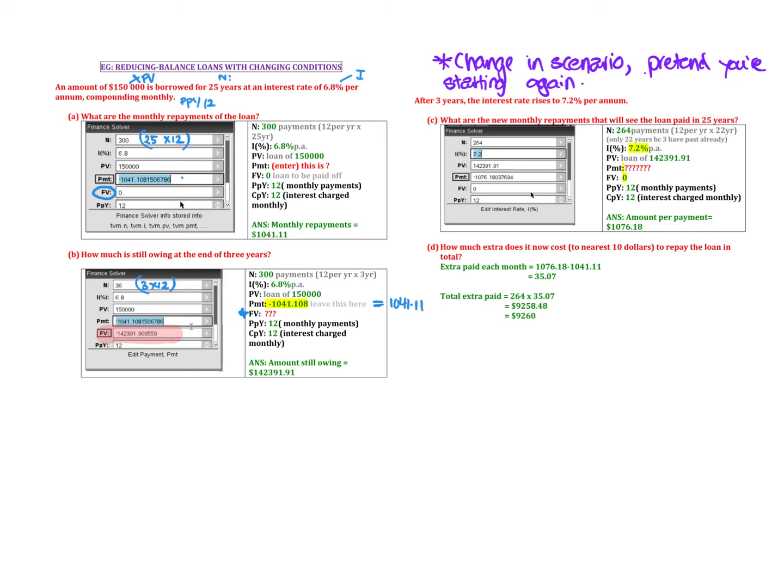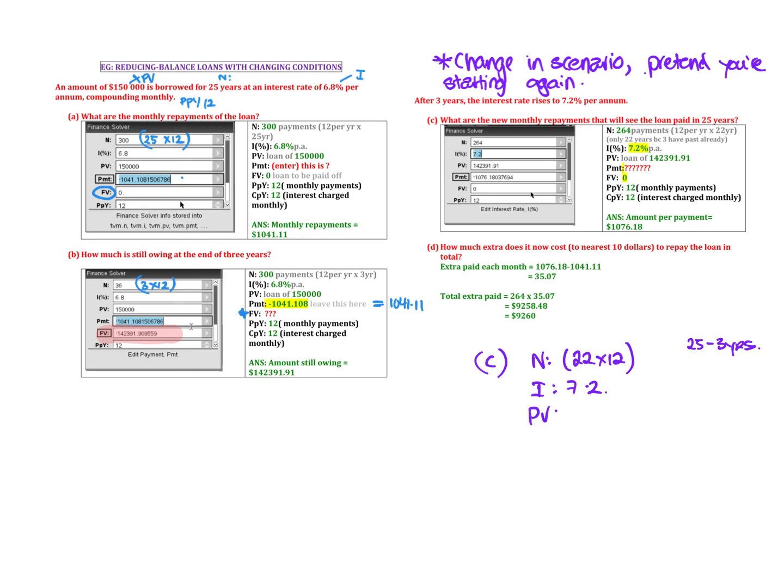So we're going to have to pretend we're starting again. So I'm just going to go down here. So, part C. If we've already gone 3 years and it was a 25-year loan, how many more years do we have to go? We've got 22 times 12, since we said 25 minus the 3 years. Okay, so this is our new N. We knew the interest rate; they're changing that to 7.2.